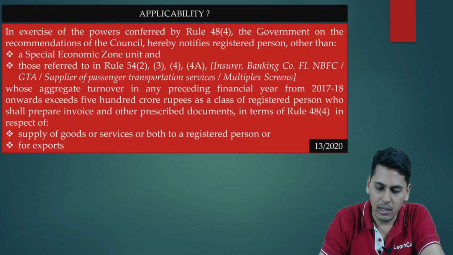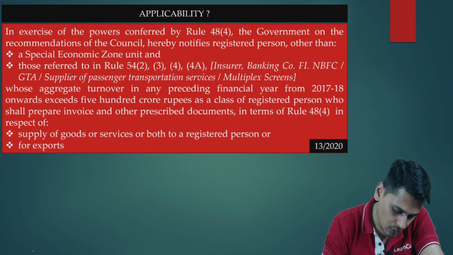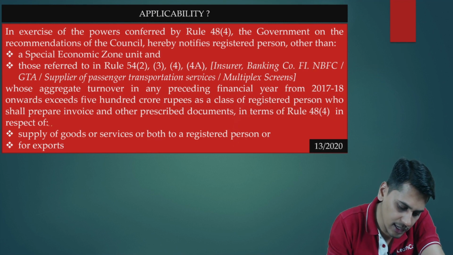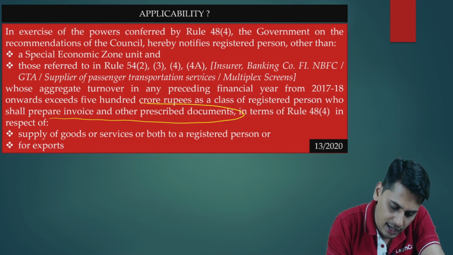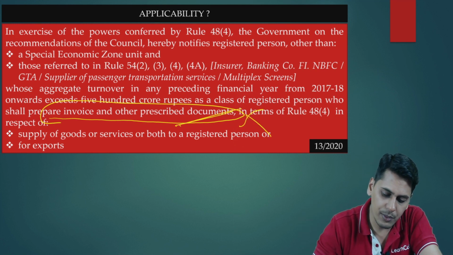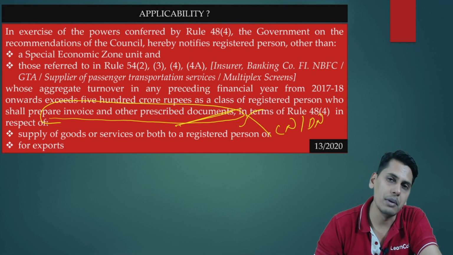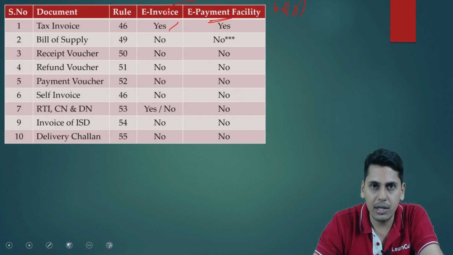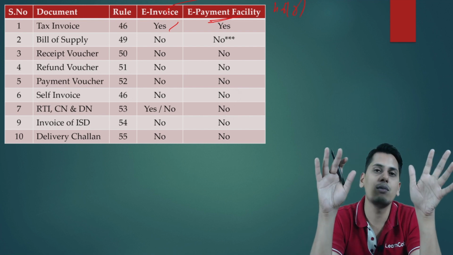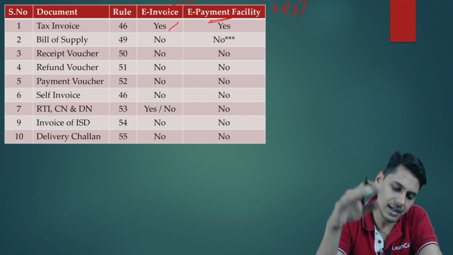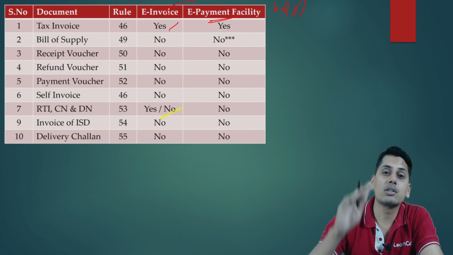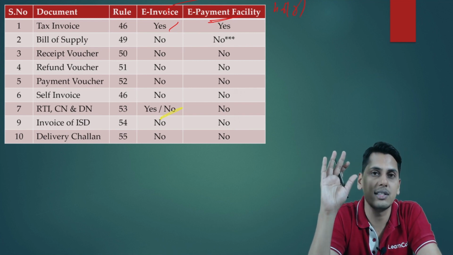One reason could be, if you look into notification 13/2020, here it tells you he shall prepare invoice and other prescribed documents. So maybe the notification is hinting that these other prescribed documents are credit notes and debit notes. So friends, technically and strictly speaking, credit notes and debit notes need not be registered with the invoice registration portal. But however, at the implementation level and looking into the vague wordings of the notification, credit notes and debit notes also are to be registered with the invoice registration portal.